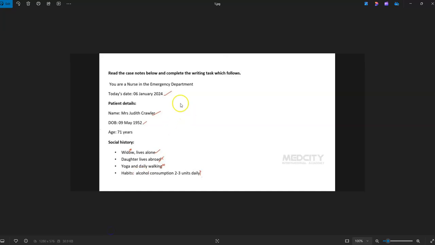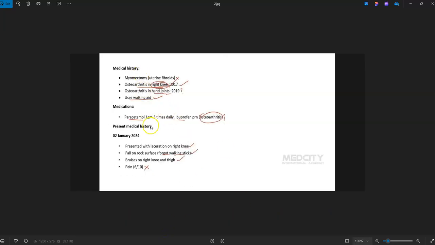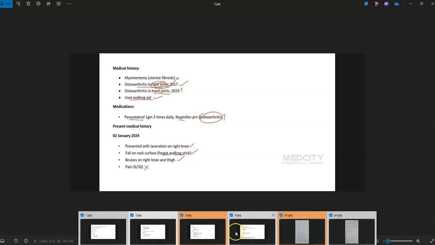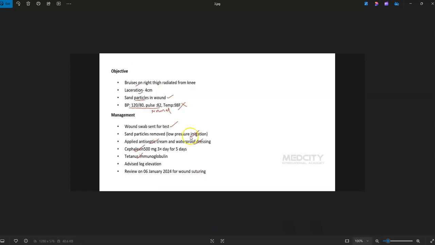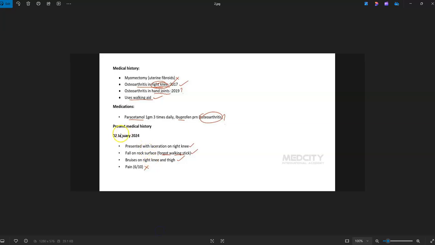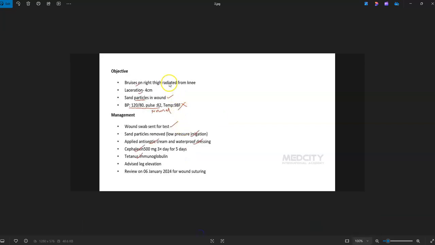So you're in the emergency department, Mrs Crawley presents with a laceration on the knee, some bruises, a bit of pain, and, was it? Let's have a look again. So this is a bit confusing-ish. Hang on. Okay, right. So the 2nd of January, right? So you came on the 2nd. Okay. Bruises. Yeah, there. What did you do?